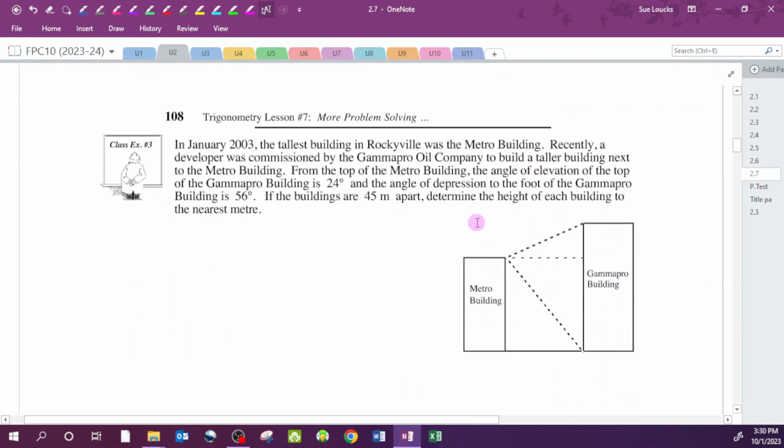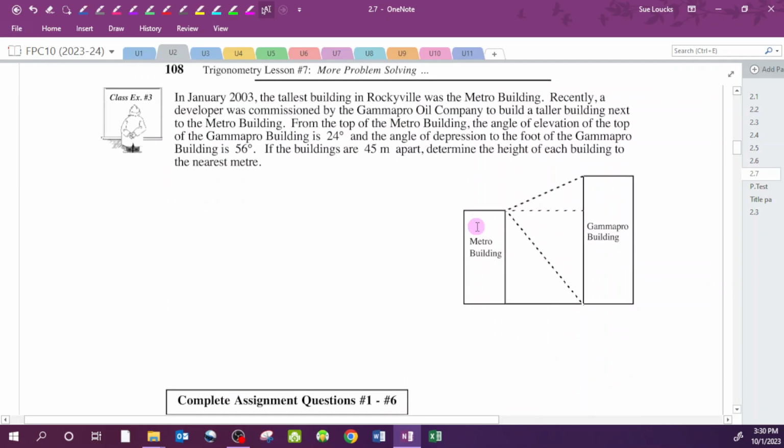All right, and now we've got a contextual problem in 2 dimensions. In January 2003, the tallest building in Rockyville was the Metro building. Recently, a developer was commissioned by the Gamma Pro Oil Company to build a taller building next to it. From the top of the Metro building, the angle of elevation to the top of the Gamma Pro building is 24 degrees. So that's this one. That's 24 degrees, the angle of elevation. And the angle of depression to the foot of the Gamma Pro building is 56 degrees.